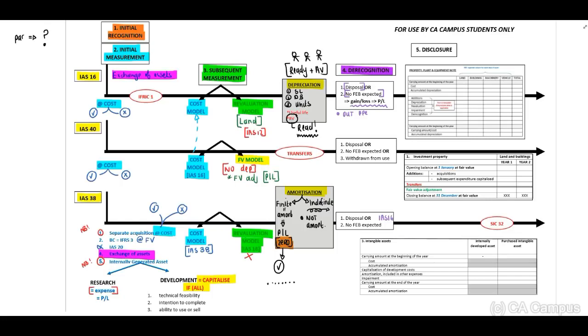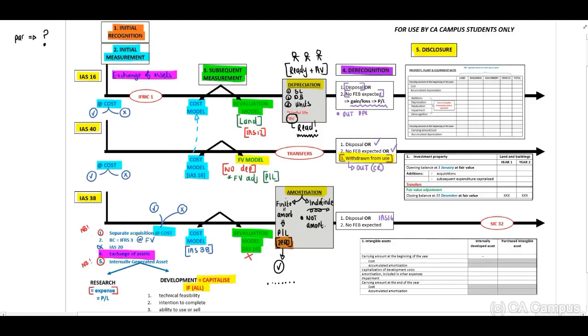Now, look at your IAS 40, derecognition. There is an additional sentence. Number 1, yes, through disposal. Number 2, if no future economic benefits are expected. And number 3, when withdrawn from use. Okay, so we will have a look at this within our transfers. But what you need to know, when withdrawn from use, you need to take out your investment property, therefore credit your investment property. Now the next important thing that we need to look at is the difference in the disclosures.